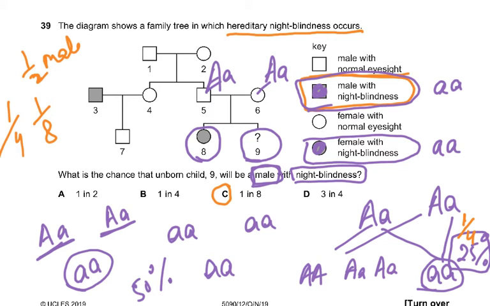So this is a 1 in 8 chance of having a male with night blindness. If it had just asked for night blindness, then we would have said 1 in 4. But it is saying a male with night blindness. If it had said a female with night blindness, then it would have been 1 in 8.